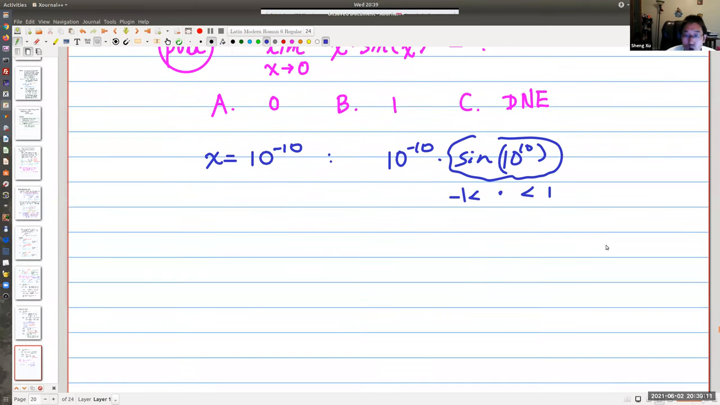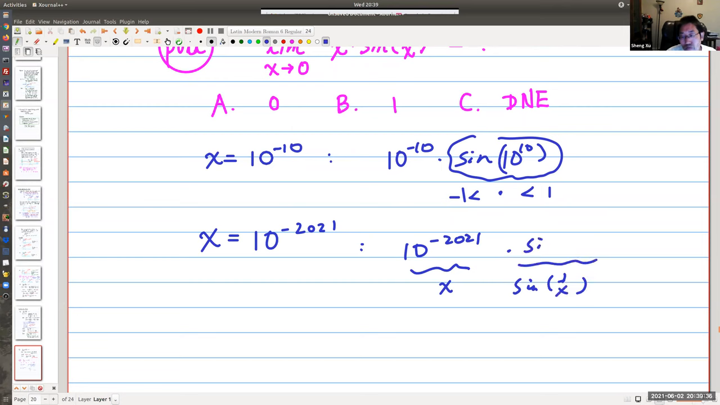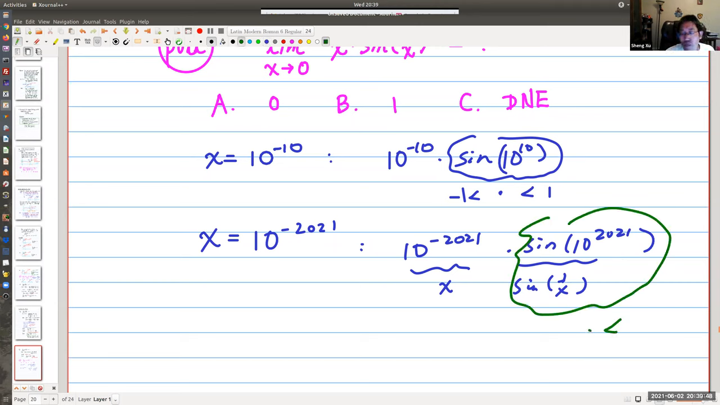Can you make it as small as you want? How about x equal to 10 to the power negative 2021? Now it's so small, right? You have 2021 zeros and then you have one. So 10 to the power negative 2021 is my x, and sine of one over x is the sine of a positive power like this. I don't know what the value of this is, but my point is that it is between 1 and negative 1. So you multiply this very small value by something not big, and it's still even smaller. You can go on and on. Imagine as x approaches 0, this limit should equal zero. Does that make sense to you now?